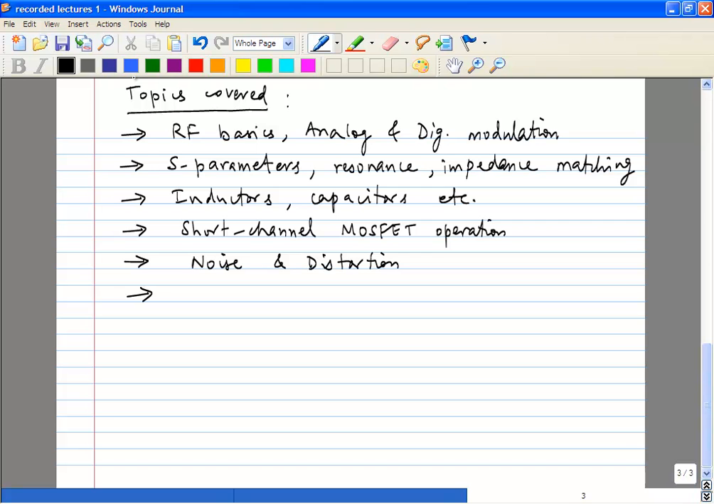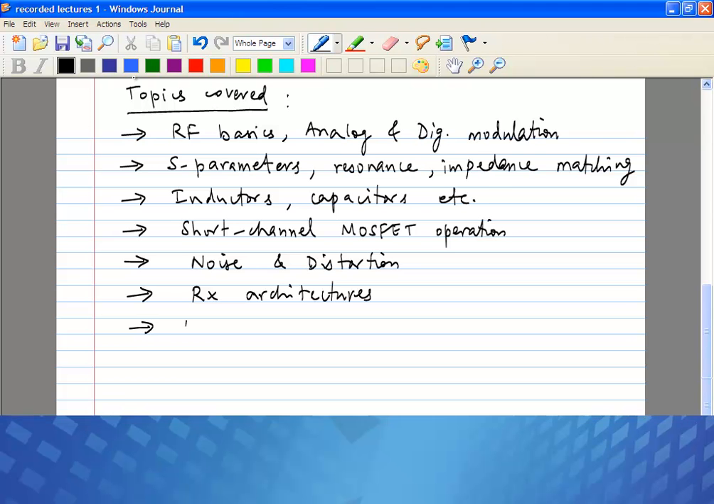Then we'll look at receiver architectures. At first we'll briefly touch upon receiver architectures so that we can start looking at some of the circuits that are involved in receivers and transmitters. Then later we'll study transmitters and receivers in a little bit more detail.